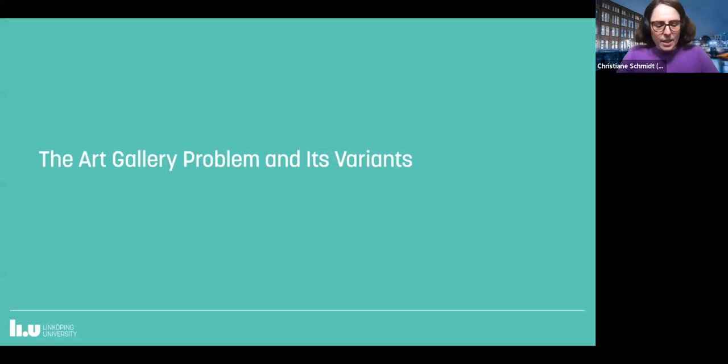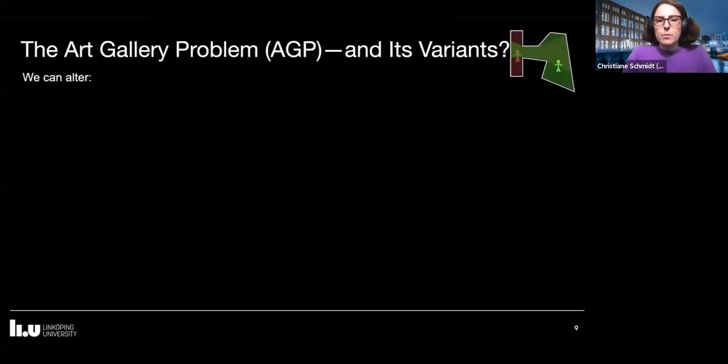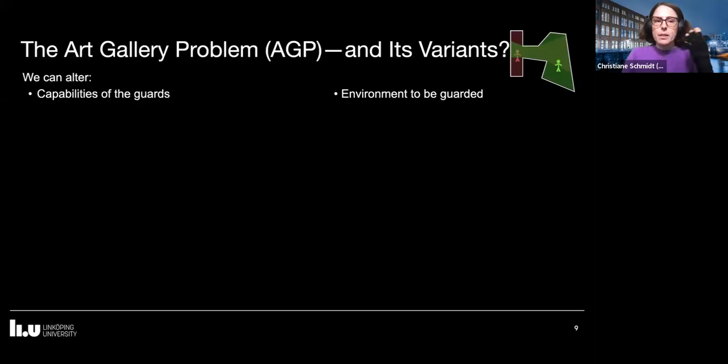Okay, so that's a very classical art gallery problem so far. We have this vision that mimics human vision, and we just have a simple polygon or a polygon with holes. So what do we mean when we talk about variants? Generally, we can alter either the capabilities of the guards or the environment that we want to guard. There are lots of different versions. Again, I'm going to be a bit lazy and restrict to versions that I've worked on, so I do have some figures on that.